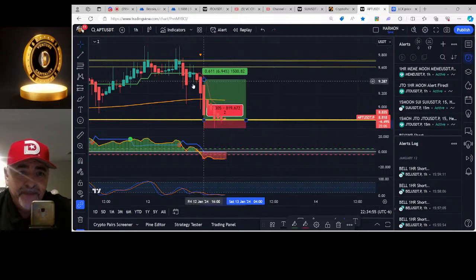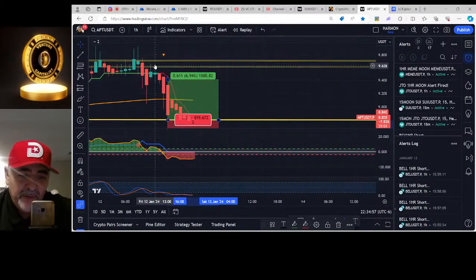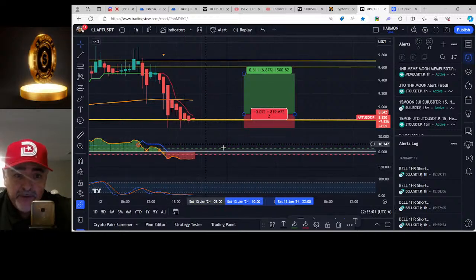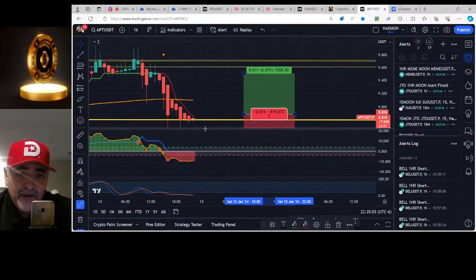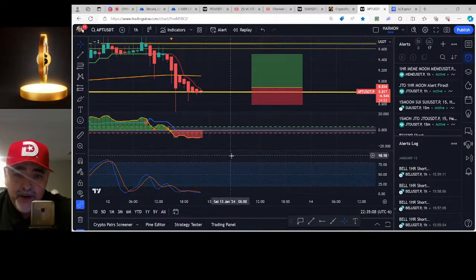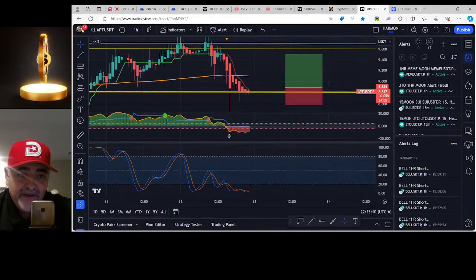All right, APT. Let's dig in here. So APT, we missed this beautiful 1 hour moon, 1 hour trend. Now we're looking for the reversal, right? So everything looks like it's starting to man up for this beautiful Friday night pump, right? The pump into the madness.